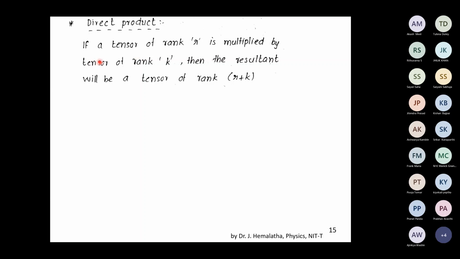Okay, coming back here. If a tensor of rank R is multiplied by a tensor of rank K, then the resultant will be a tensor of rank R plus K. I think you understand, you need to just add the ranks of the two tensors. I explained this with an example. I have taken an ordinary vector, and you know now a vector is a tensor of order 1. Now I am taking another vector, which is a tensor of order 1.